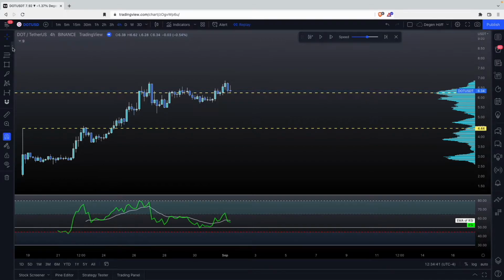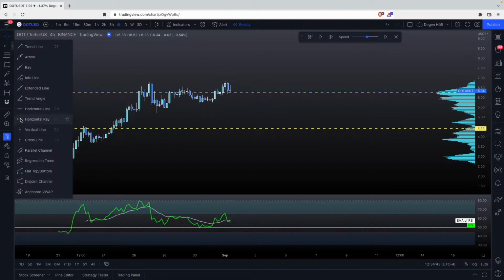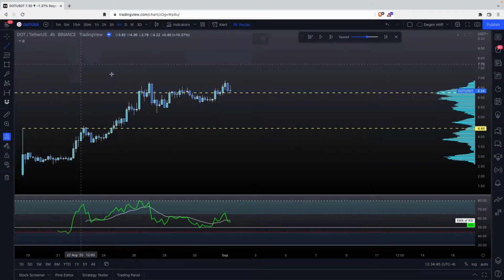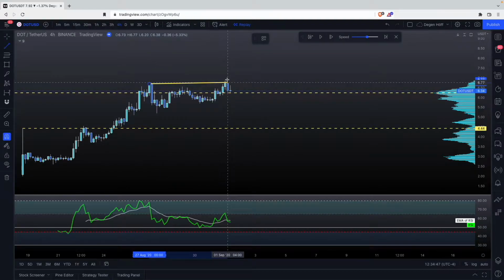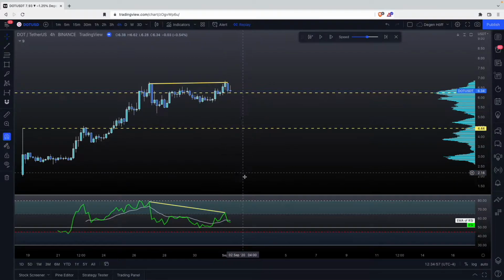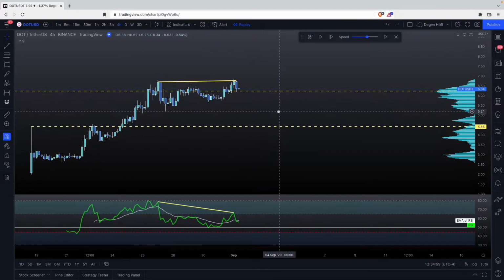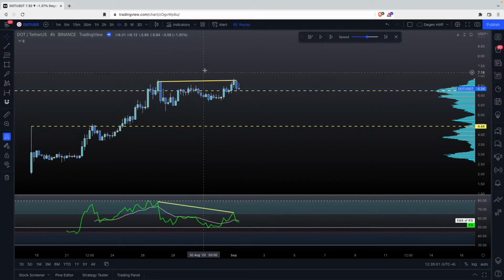Alright, so on the 4-hour, what I see is the beginnings of a slight, very subtle incline, but you could start seeing a higher high on the price and a lower high on the RSI. So this would be Class A bearish divergence, and it's showing that the relative strength of this move up is starting to lose steam.